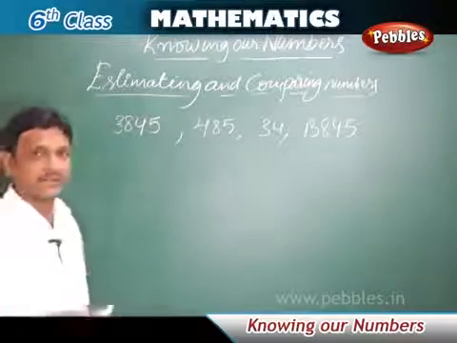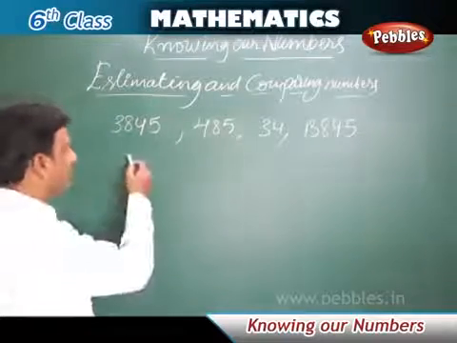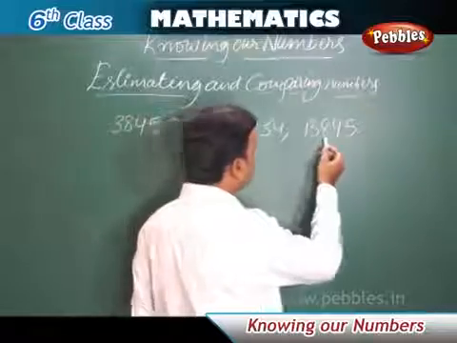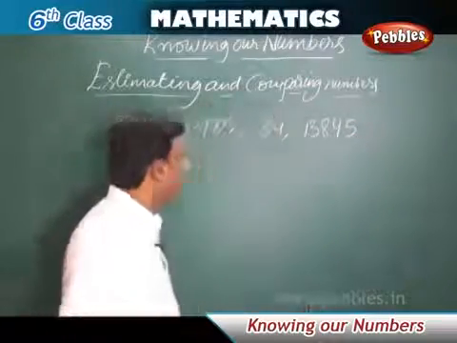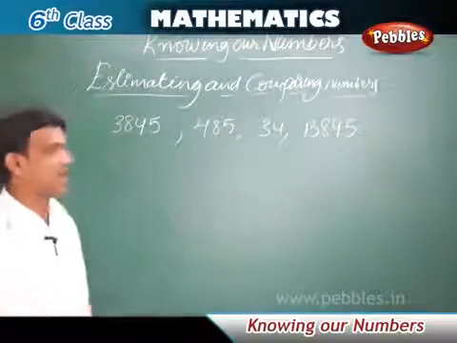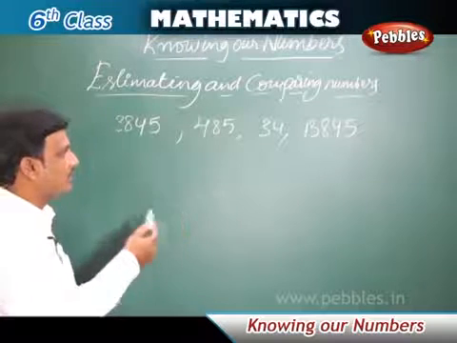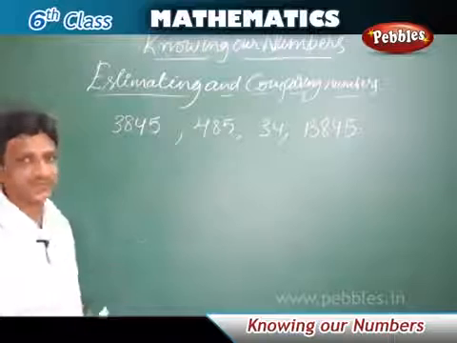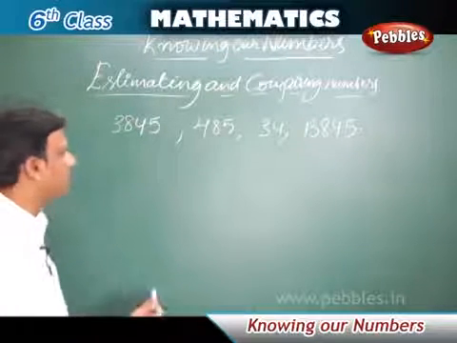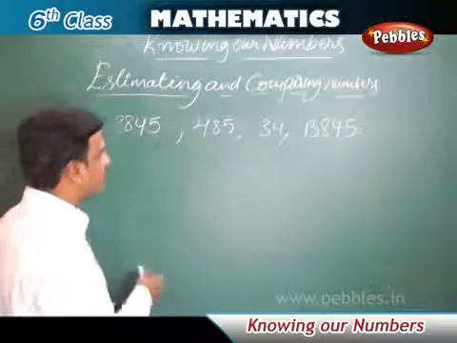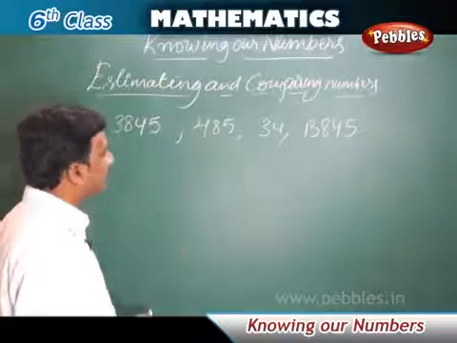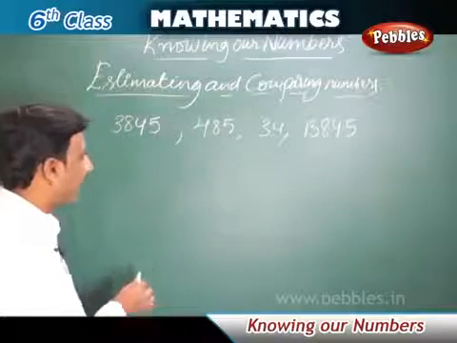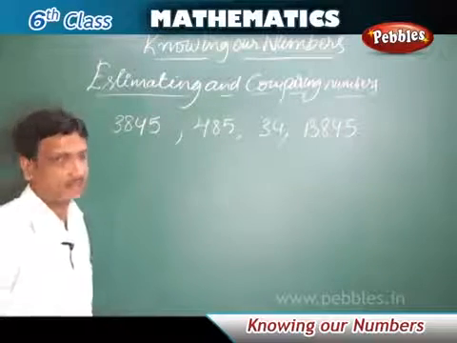Estimating and comparing numbers. Here we have some numbers: 3845, 485, 34, 13845. Now we have to identify among these numbers which is the greatest number and which is the smallest number. So how do we do that? Here, by observing them, we can tell which is the greatest and which is the smallest. We can do that by counting the number of digits in them.